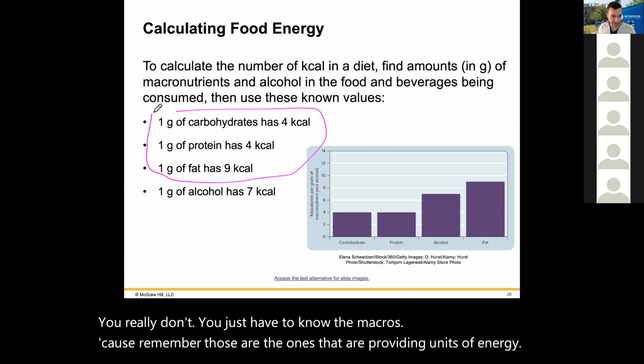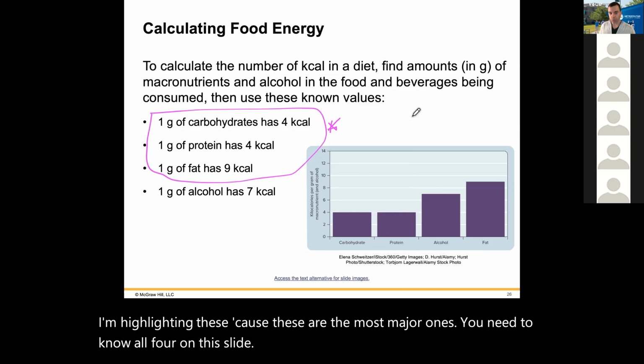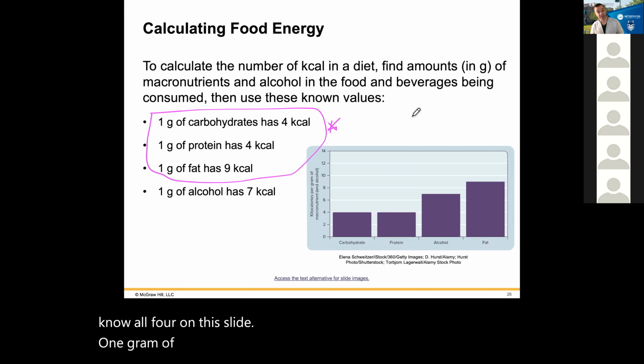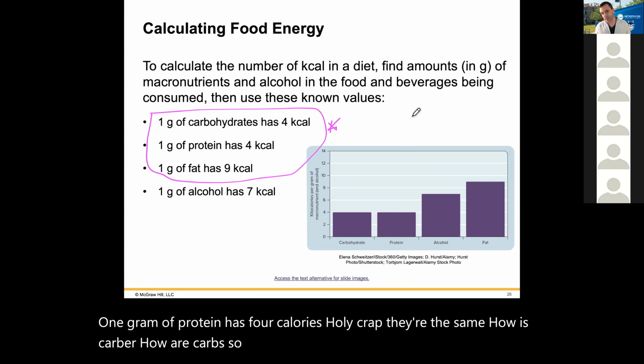I'm highlighting these because these are the most major ones. You need to know all 4 on this slide. Okay. 1 gram of carbohydrate has 4 kilocalories. 1 gram of protein has 4 kilocalories. Holy crap, they're the same. How are carbs so evil? Well, they're not, but they're an easy target.